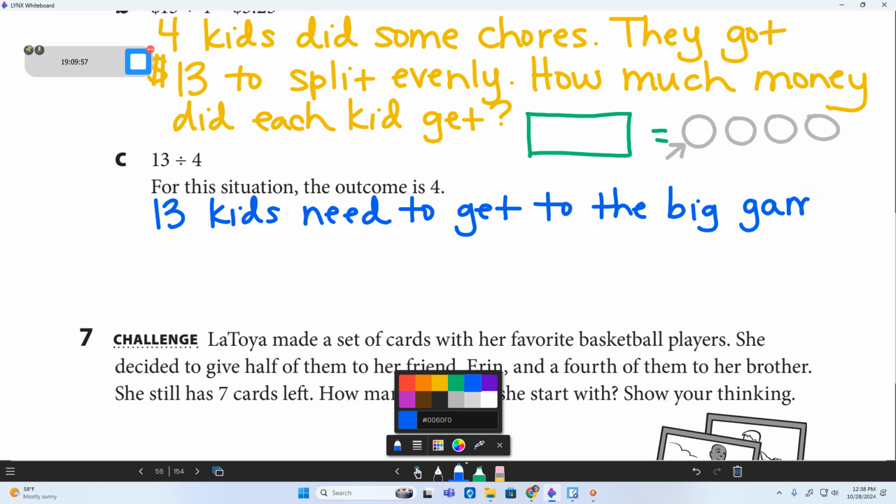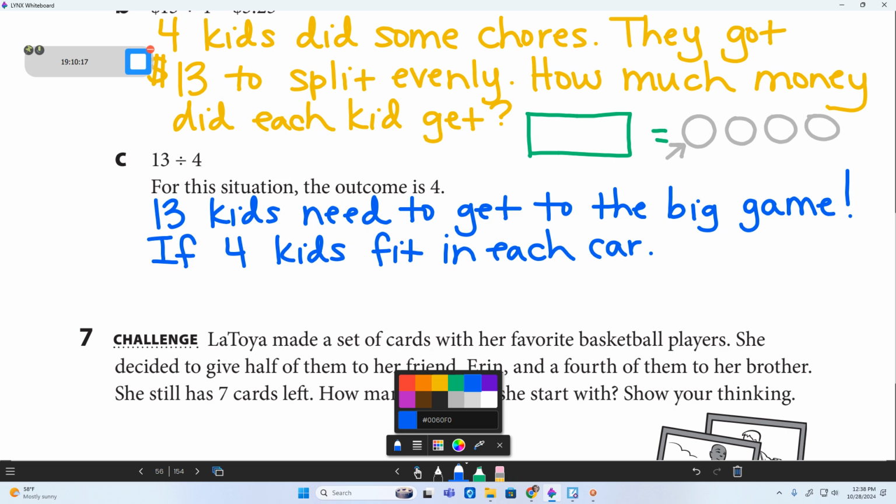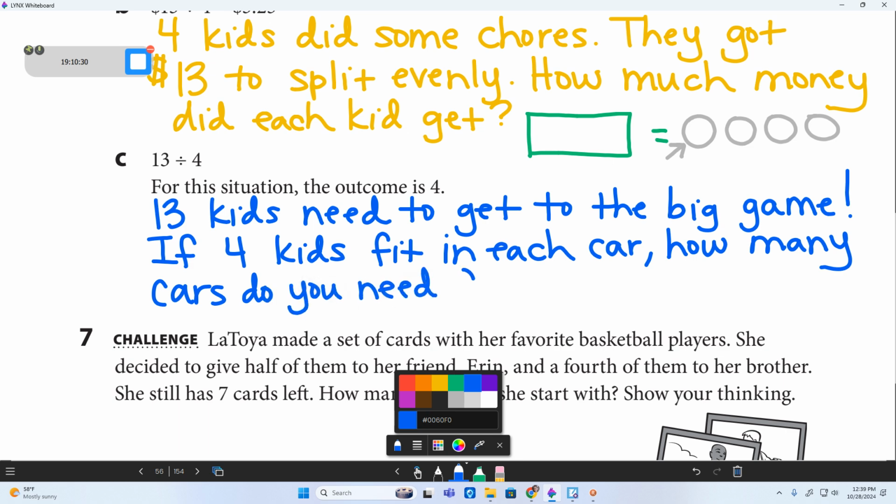And again, your story can be similar to mine or a little bit different. You can make yours silly. It's just got to be a problem where you round the answer up. 13 kids need to get to the big game. If 4 kids fit in each car, how many cars do you need for all the kids?